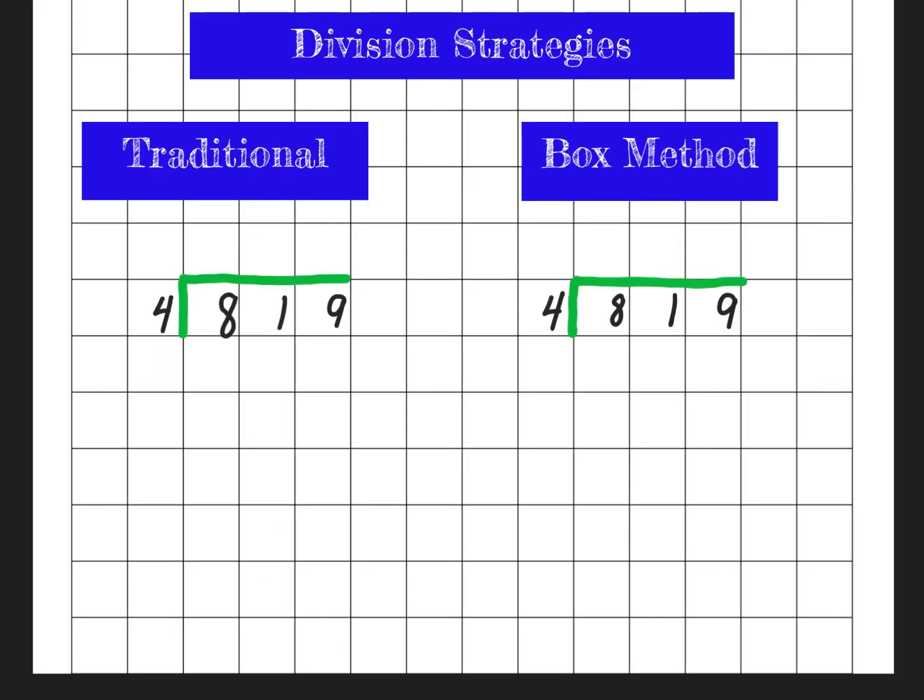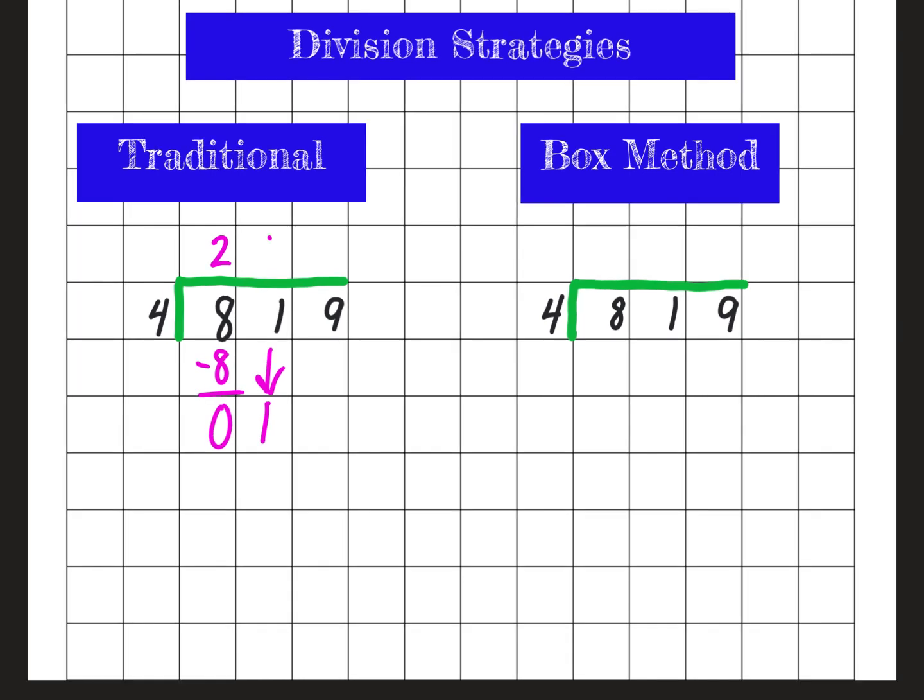For our final problem here, I'll show you a work through where box method will help catch mistakes that can be made in traditional. So let's go ahead and work through these. I know that 4 goes into 8 2 times. 2 times 4 is 8 exactly. So we bring down the 1. And at this point, I do tend to see some students realize, well, 4 doesn't go into 1, and occasionally they forget that 0. But that's what we need to do. We need to put a 0 here.